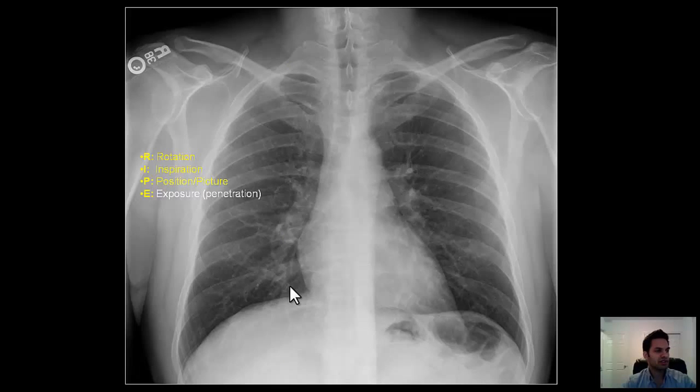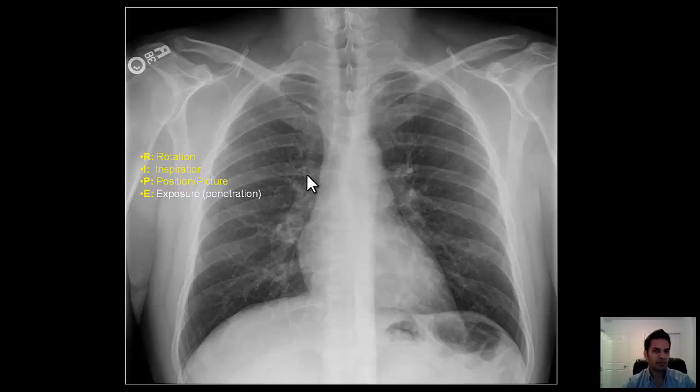Next is position and picture. So basically here we have a PA view, which is posterior to anterior. The patient is standing with their chest against the cassette, and the X-ray beam is shooting them from the back. This is the preferred view. It gives you the most detail, and it allows you to accurately evaluate the cardiothoracic structures.